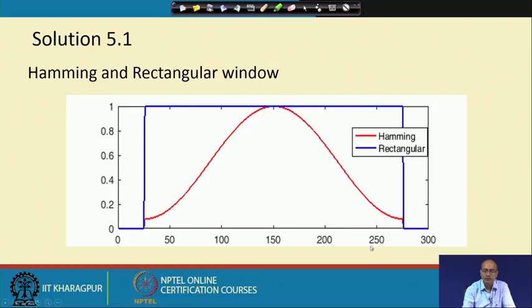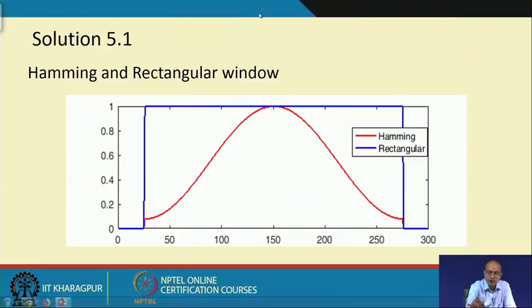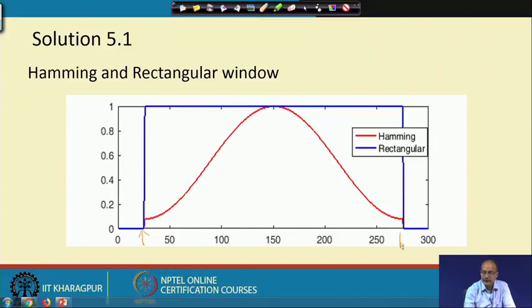So, let us see how it looks. First we show the time domain window: in red we have the Hamming window, and in blue the rectangular window. Actually we could make it smaller, start from here and end here, but in that case we would not get the idea of how the values are beyond this window. But for all practical purposes, this is the useful range of the window over which we will get some sample values; outside it would be 0.